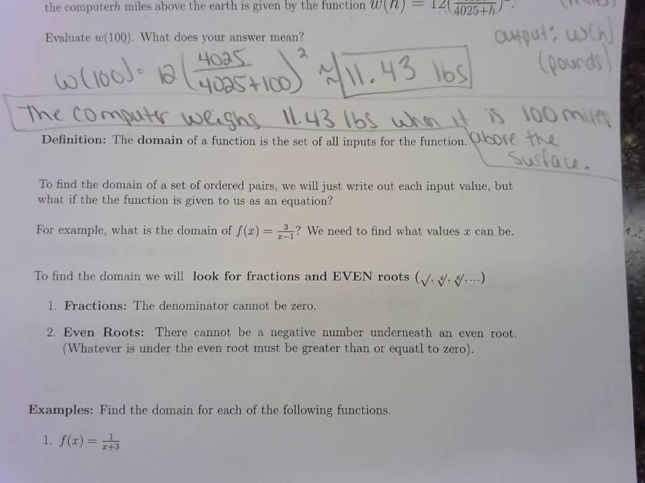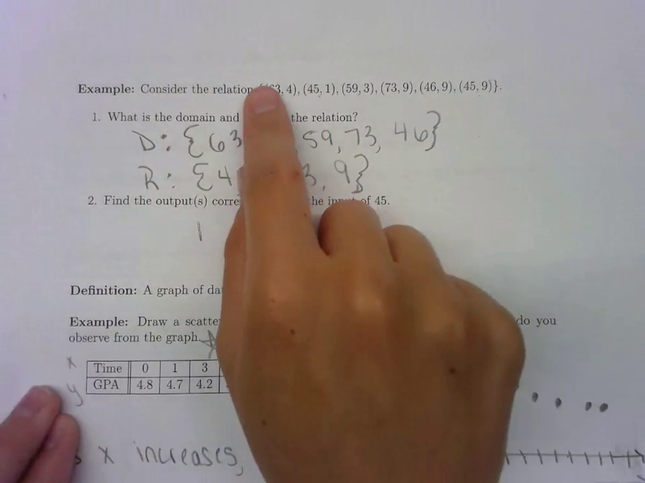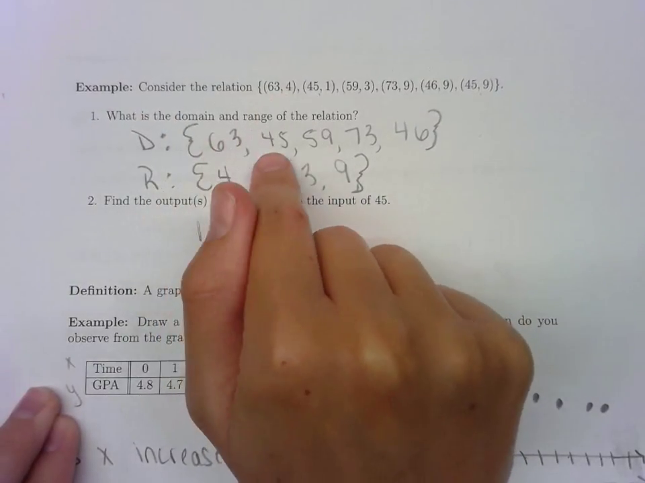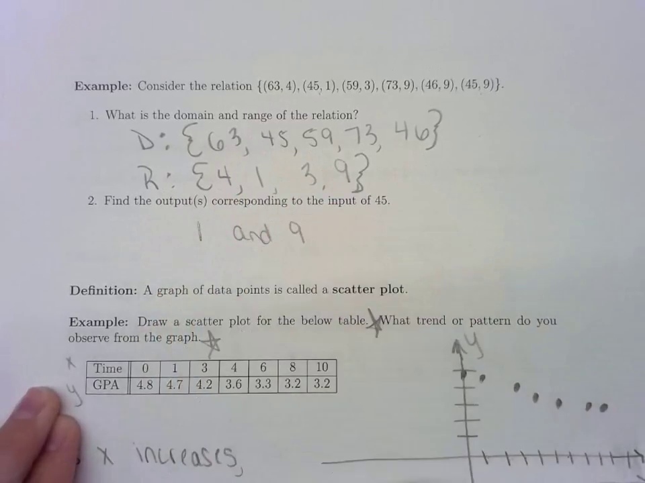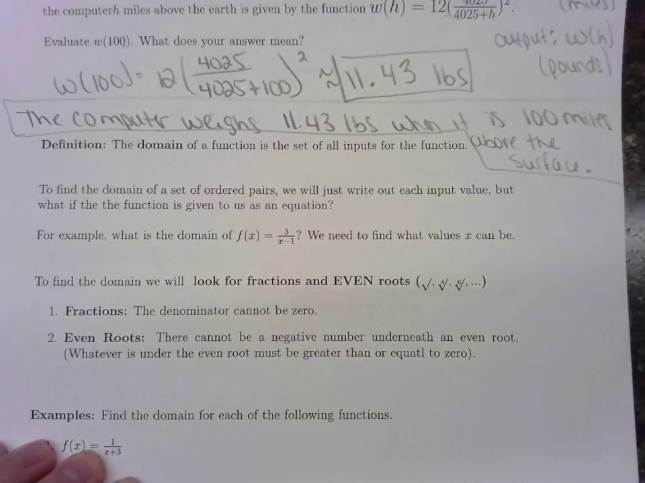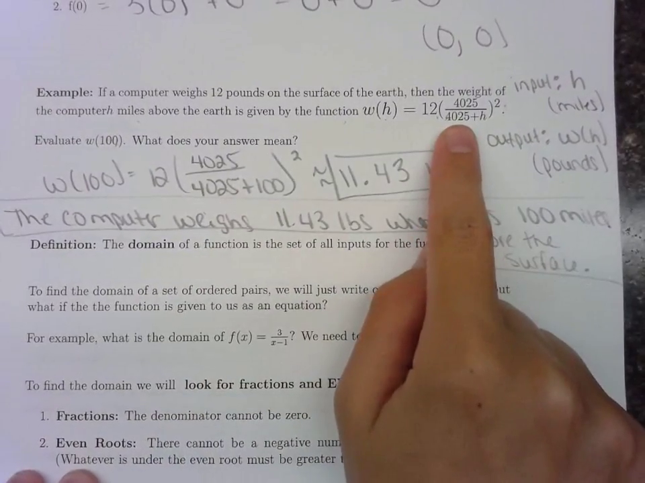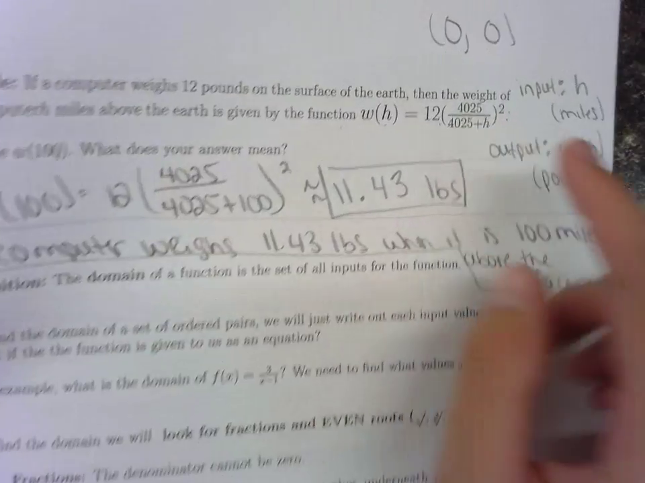So far with the domain, let me go back to our, I think it was page 2. Okay, we have looked at just a relation here. It says, what is the domain and range? So we actually just wrote out what each input was and wrote out what each output was. Now we're going to be given something that looks like this, so we're going to be looking at what the domain and range of something like this would be.